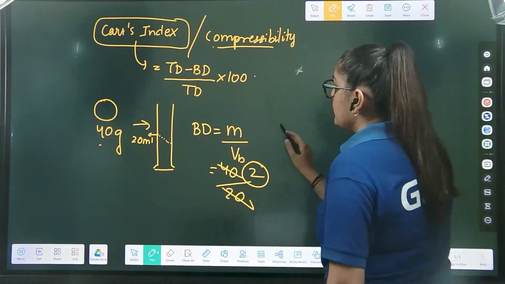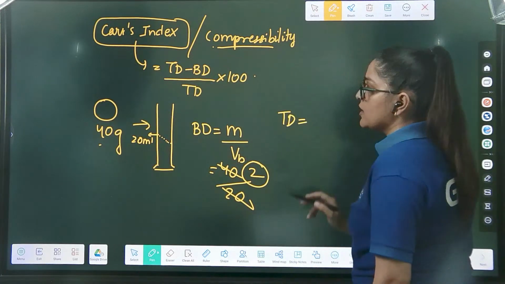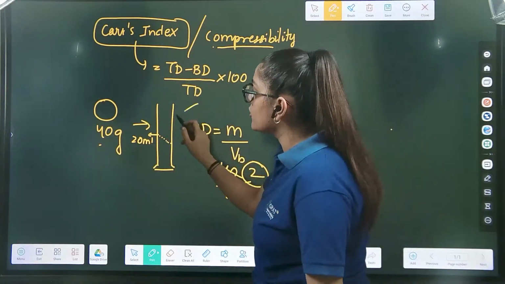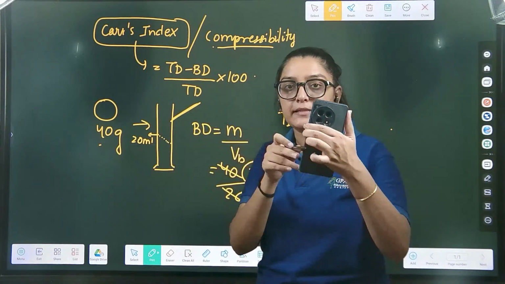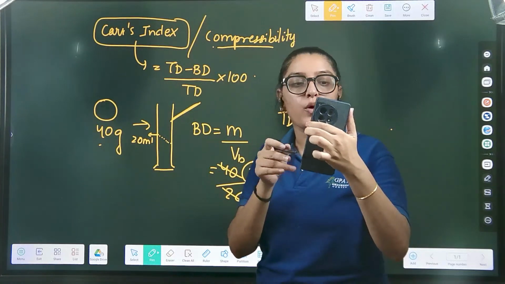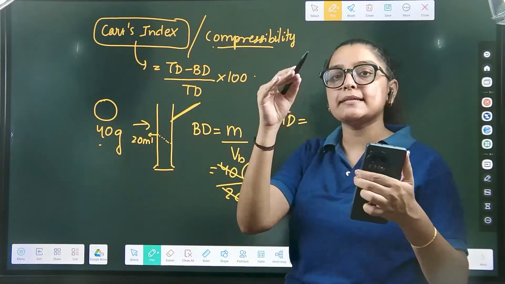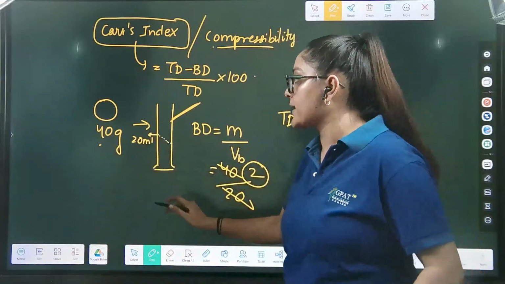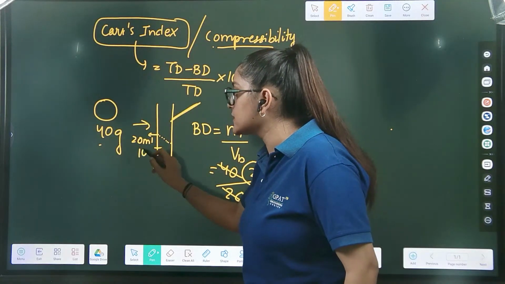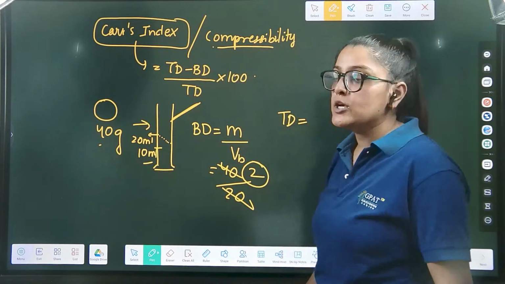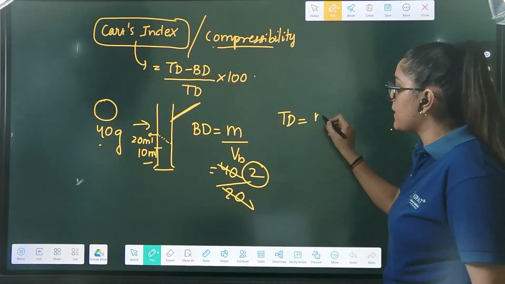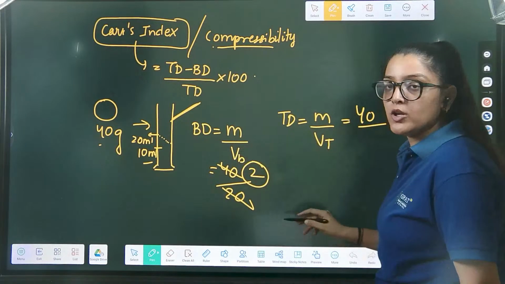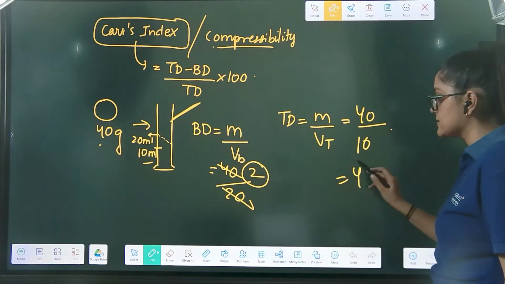Then we have the tap density calculation. You have the same cylinder, same powder, same weight. You are going to tap it like this. Tapping is going to minimize the voids and the pores in the powder packing. Now the final volume you get, suppose, is 10 ml. So what is tap density? It is mass upon tapped volume. Mass is the same, 40, tapped volume is 10. So you get the final answer as 4.